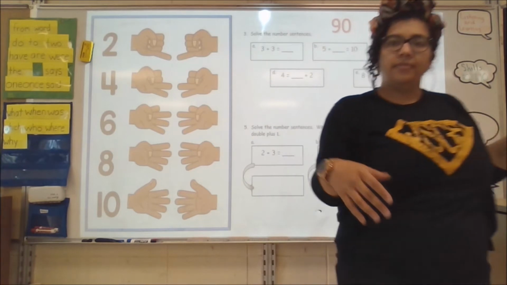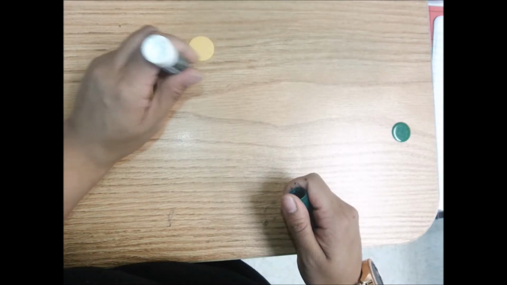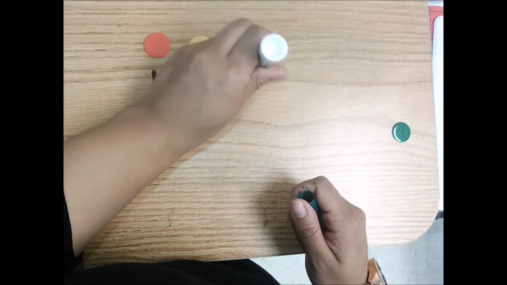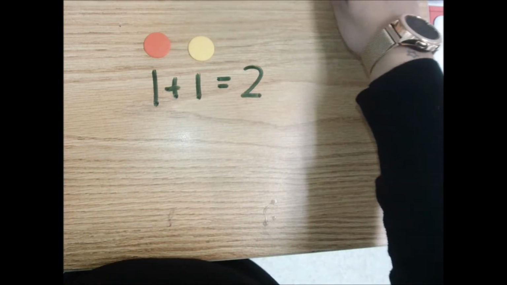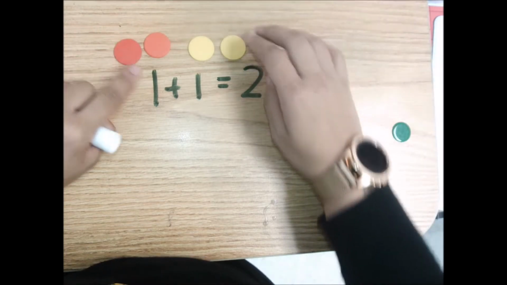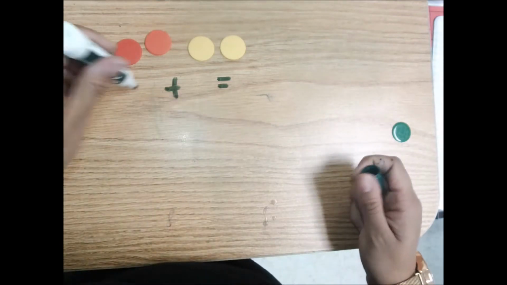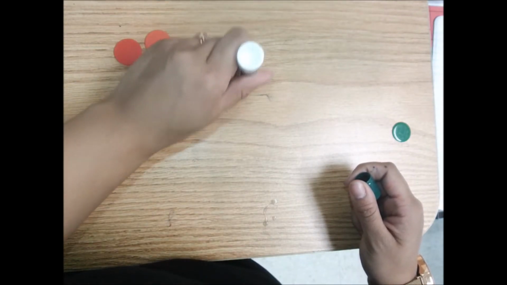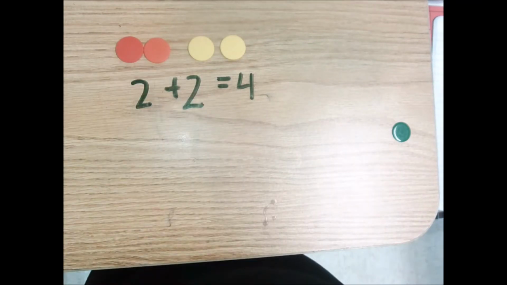So, alright, continuing with doubles, we said 1 and 1 was 2. That as a number sentence looks like 1 plus 1, and we know that is equal to 2. And then if we keep going, 2 plus 2 is equal to 4.